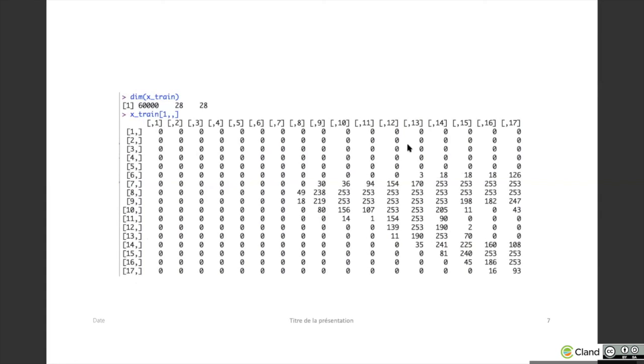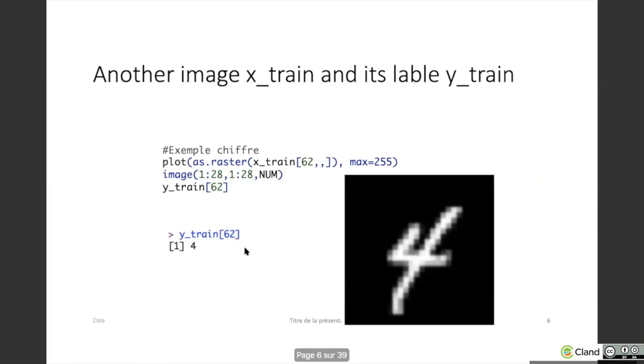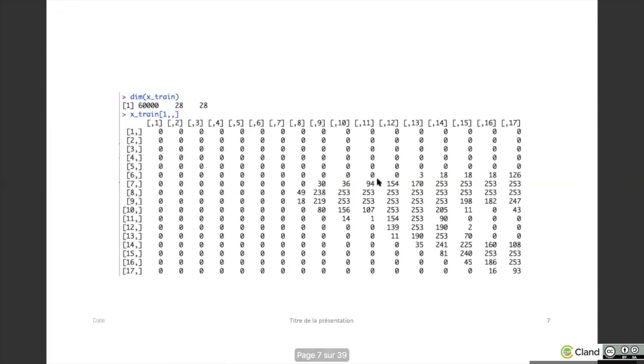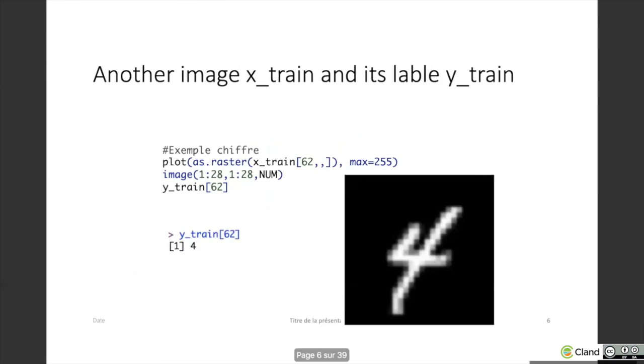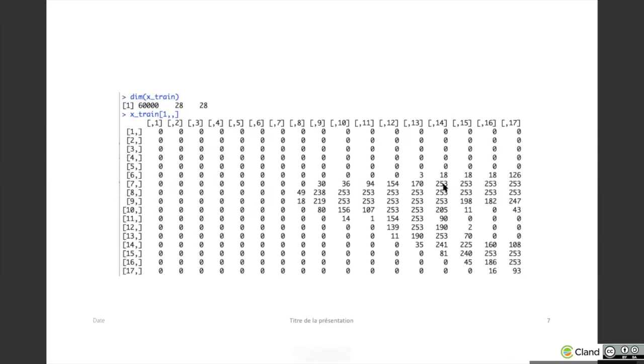So you see many zeros, and the zeros correspond to the black color of the image. But of course, sometimes you have a non-zero number indicating light gray. 18, for example, will be something like light gray, or, sorry, 253 will be almost totally white.